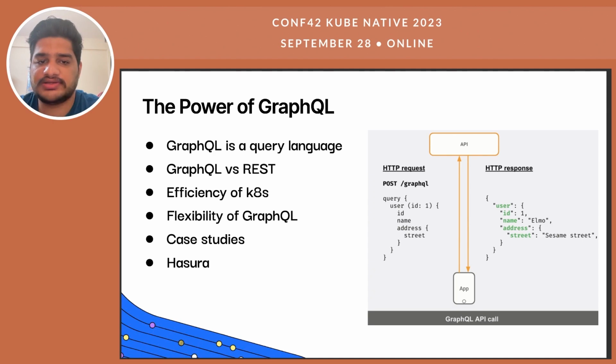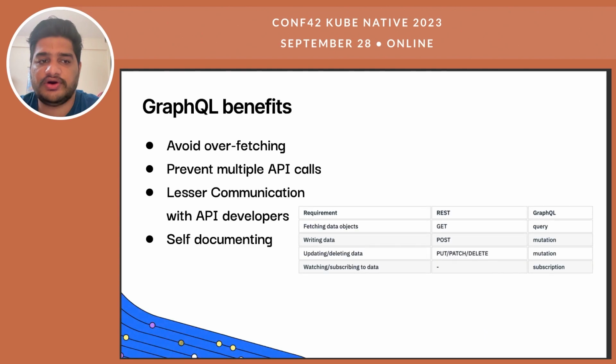So now let's look at some of the benefits of GraphQL. Number one, we avoid overfetching. We avoid fetching more data than we need because we can specify the exact fields we need. We can prevent multiple API calls in case you need more data. In the case above, you don't need to make 2 API calls to fetch user and address separately.